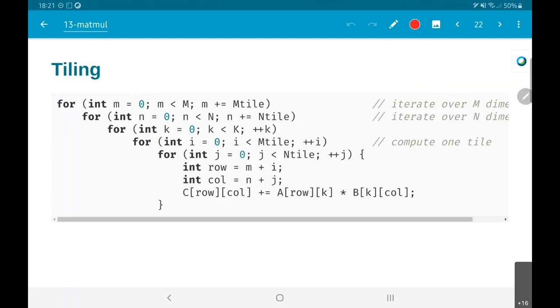I can go one step further and say, I will do tiling. This is one of the optimizations that we had talked about when we were discussing the compiler optimizations. All right, so C is a big matrix, right? Can I consider a small part of C? I'll call this a tile, and I have many such tiles that need to be computed.